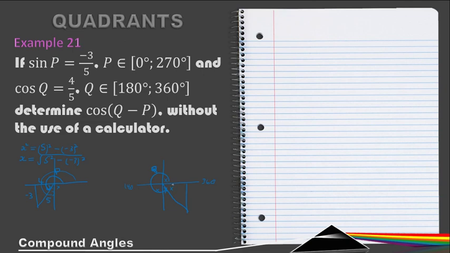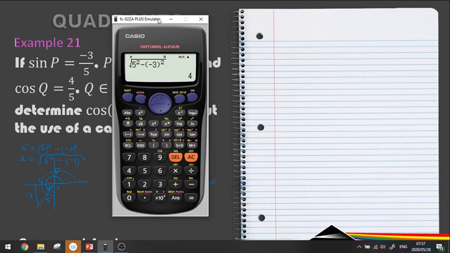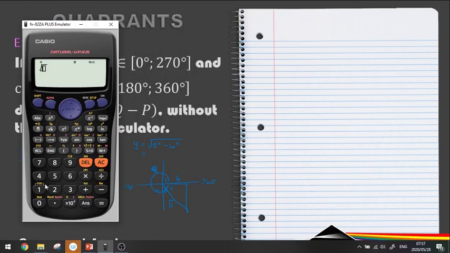For cos, it's adjacent over hypotenuse. The adjacent side is this one, which is 4, and the hypotenuse is 5. Then we just need to use Pythagoras to find this side. So y is equal to the square root of the long side, 5 squared, minus the short side, 4 squared, which is equal to 3.